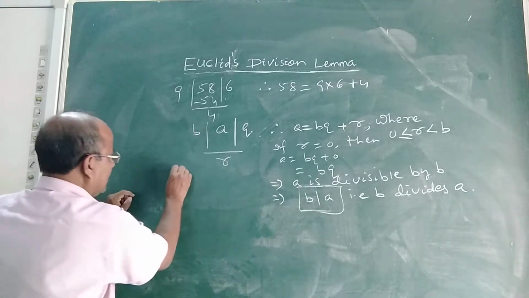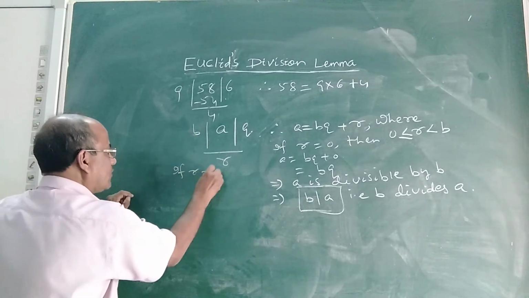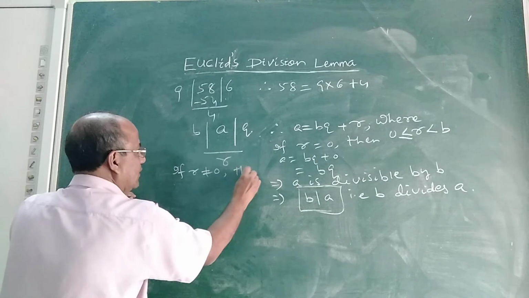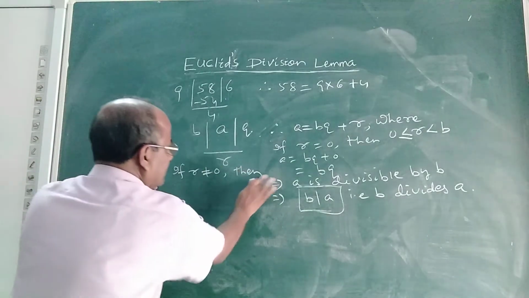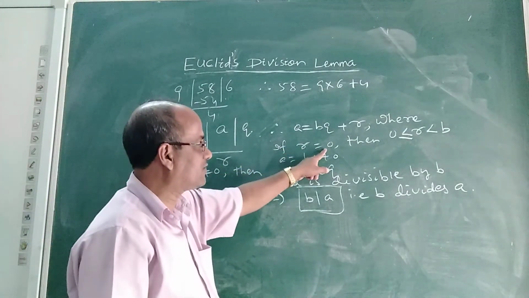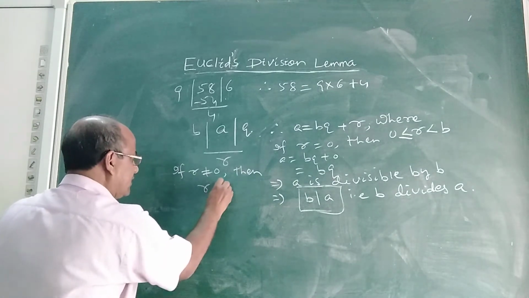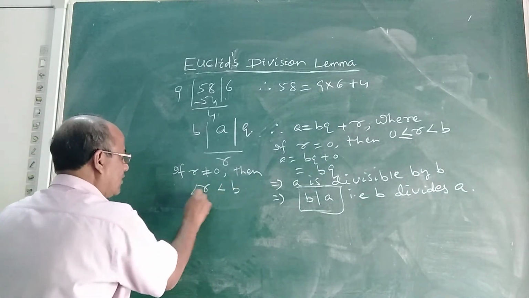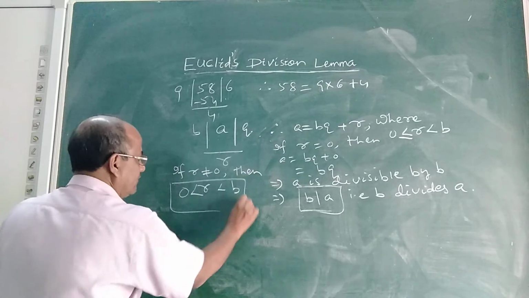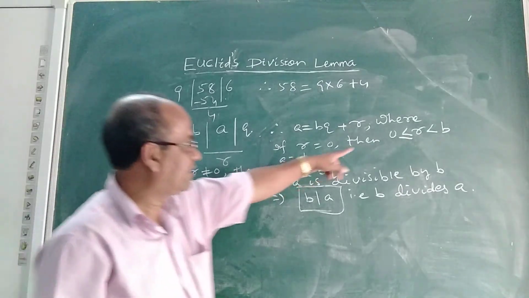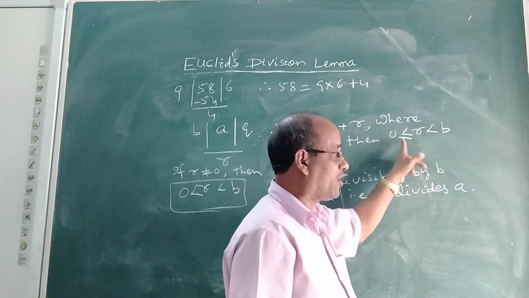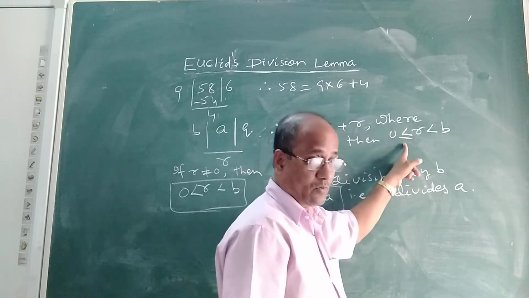Now, suppose the remainder is not equal to 0. What will happen then? If the remainder is not equal to 0, then definitely the remainder will be either less than b or greater than 0. Very clear. There are two conditions for the remainder: less than b, and greater than or equal to 0.